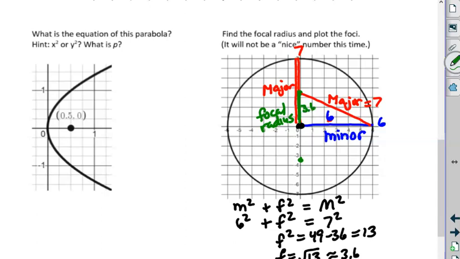Okay, and then the other focus would be down here. So there's one focus. I probably ought to put those in black so they're a little easier to see, and here's the other focus. Okay, so I'm going to stop and make a different video for the focus of a parabola.